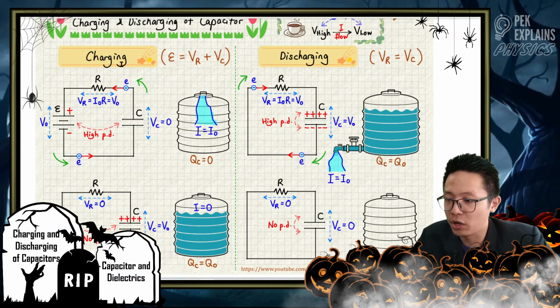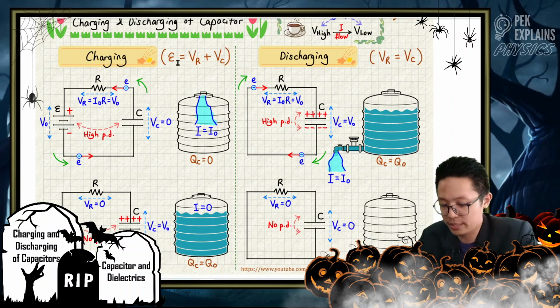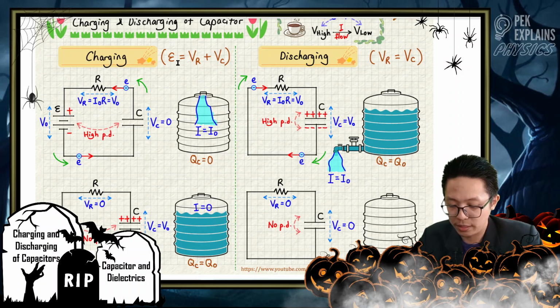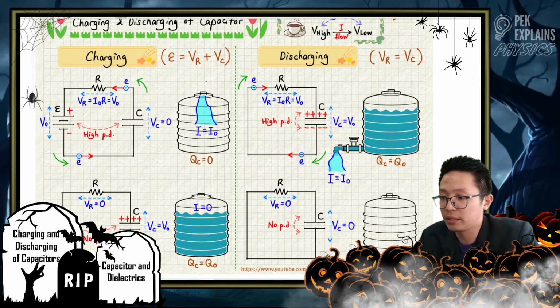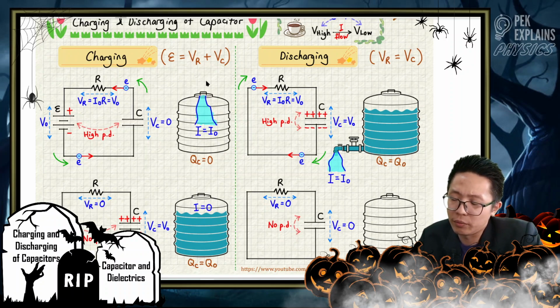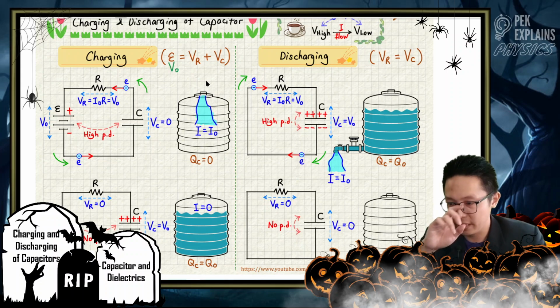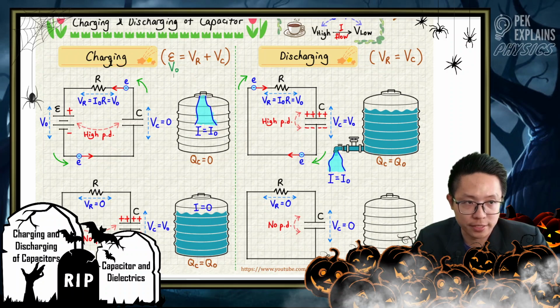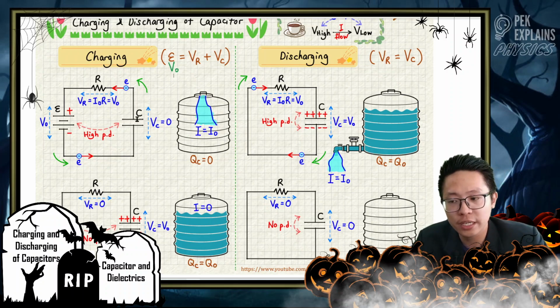Of course, the EMF we can write this way. Sorry, just wait a minute. Now I want to look at one thing. This EMF is just like V naught. It's actually V naught. So I want to look at the charging process. Initially, we know the capacitor has zero voltage.